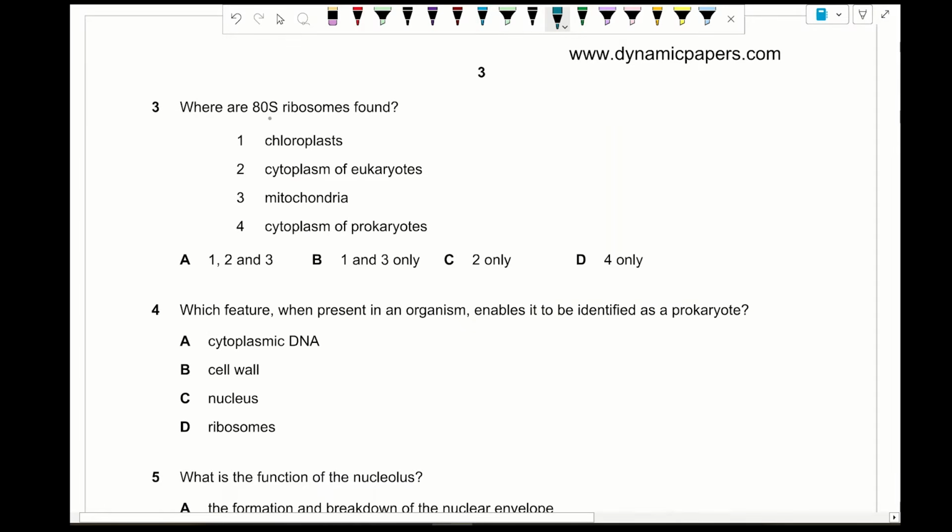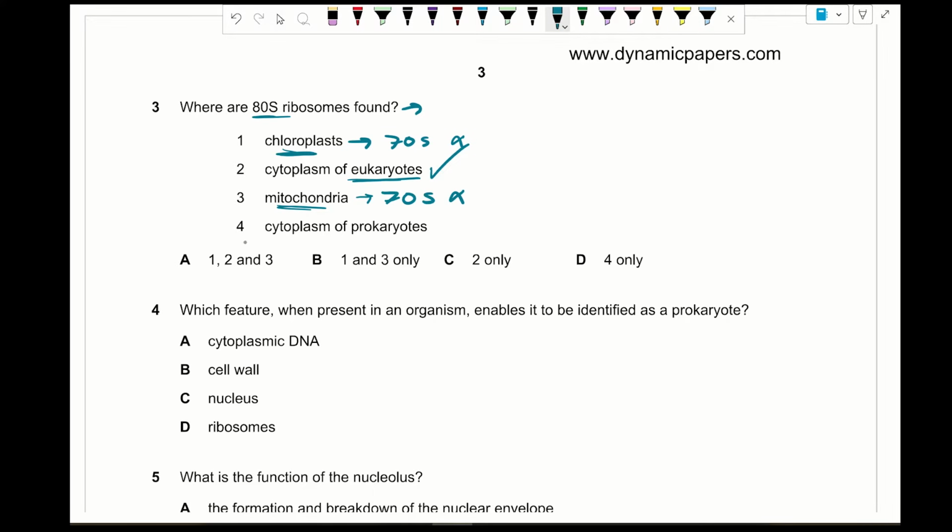Question number 3. Where are 80S ribosomes found? So, 80S ribosomes are found in the cytoplasm of eukaryote cells. So, let's see the suggestions that we have here. 1. Chloroplasts. Now, the chloroplasts are actually of prokaryotic origin, therefore they have 70S ribosomes. Therefore, this is incorrect. 2. Cytoplasm of eukaryotes. This is correct. 3. Mitochondria. No, they have prokaryotic origins, therefore they have the 70S ribosomes.